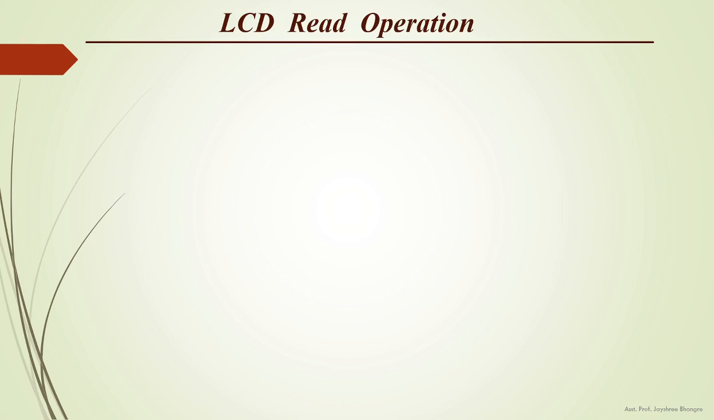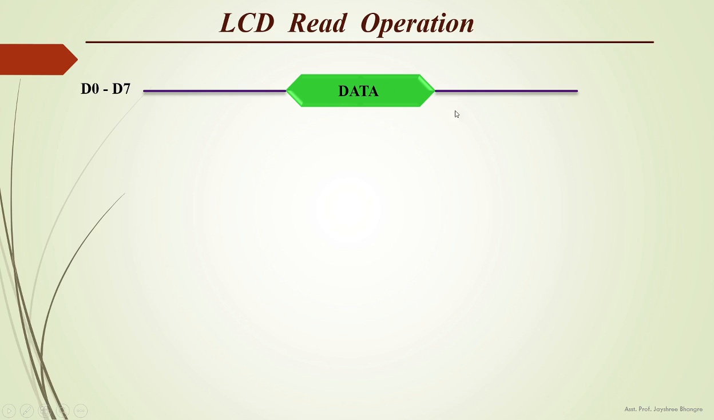So here we can see the LCD read operation, how we can read the data from the LCD. Whatever data we want to read will be available on these data lines from D0 to D7. So this is the data line where data is available. Data is available only between this part. Before this there is no data, and after this there is no data.